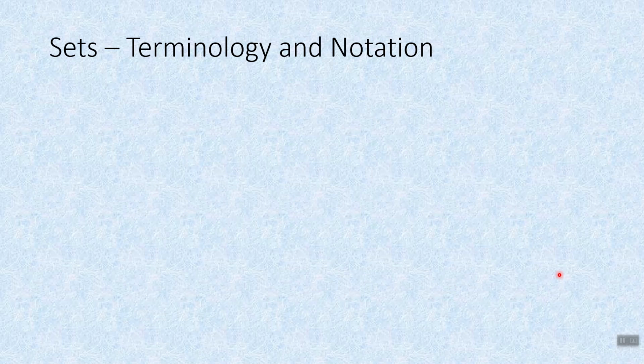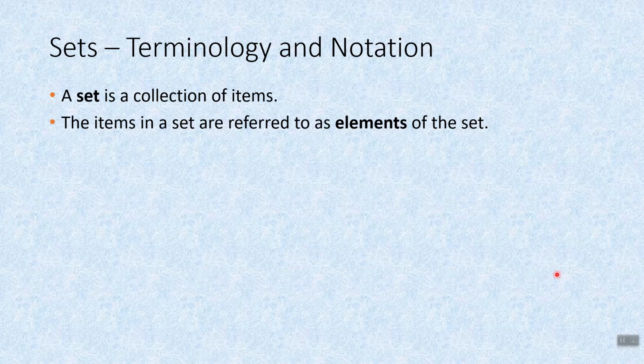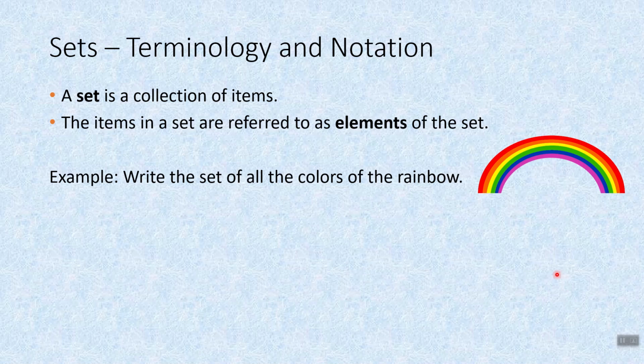First of all, we talk about a new item in math. We should look at terminology and notation. A set is a collection of items. That's all. The items in the set are referred to as elements of the set.